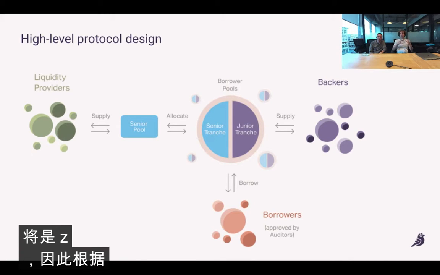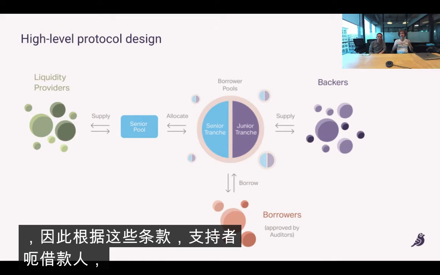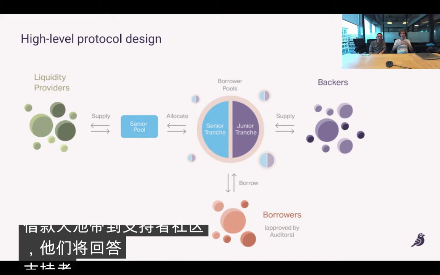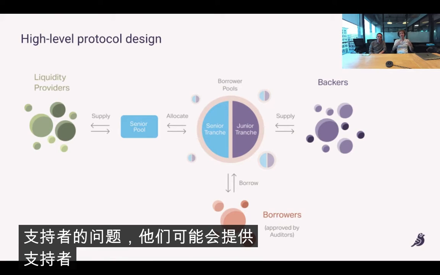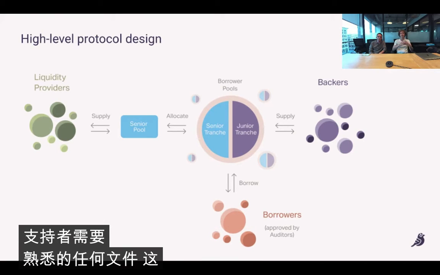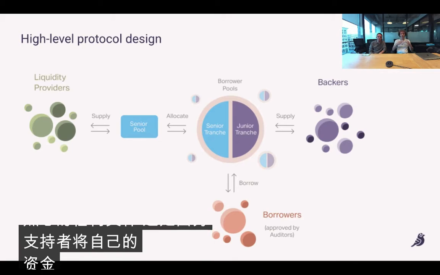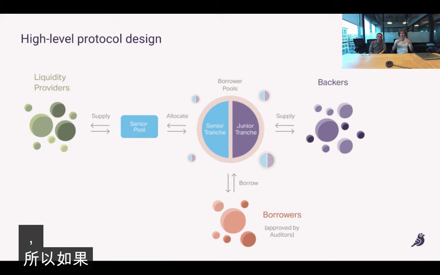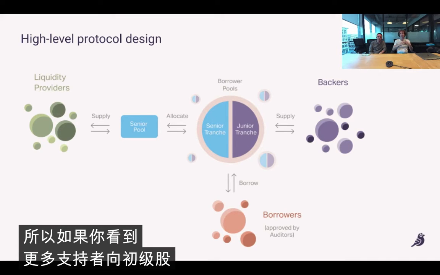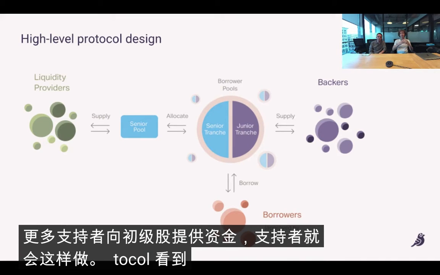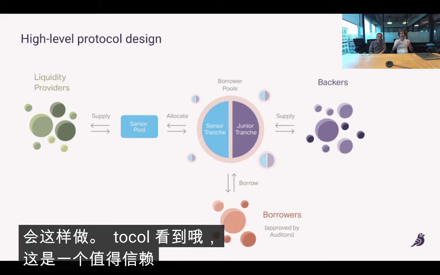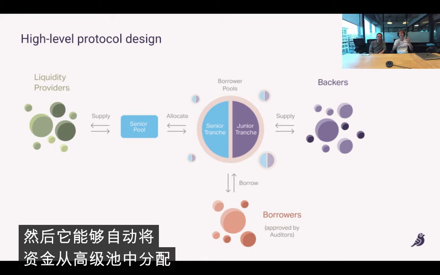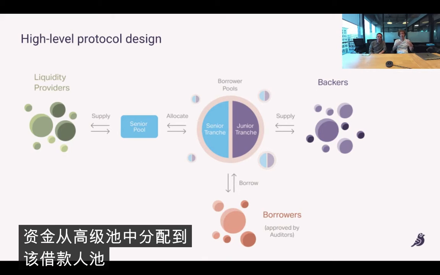And so with these terms, the borrowers will then bring this borrower pool to the backer community, and they'll answer questions from the backers. They might supply documents, anything that the backers need to get comfortable with this, because the backers are going to supply their own money into the junior tranche. And as you see more backers supplying capital into the junior tranche, the protocol sees that, oh, this is a trustworthy borrower pool, and it's able to then automatically allocate capital from the senior pool into the senior tranche of that borrower pool.